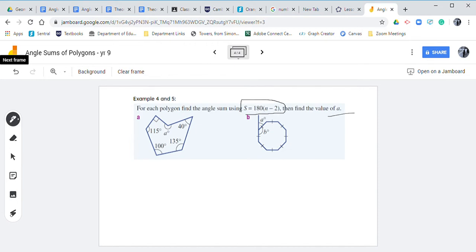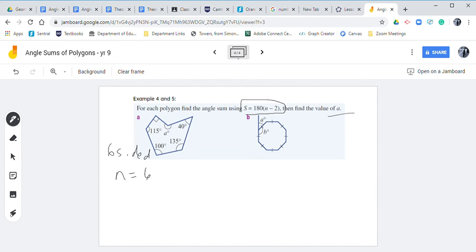So let's start it out here. For this polygon, I've got 1, 2, 3, 4, 5, 6 sides, so it's a 6-sided figure, also known as a hexagon. So we know that n equals 6.